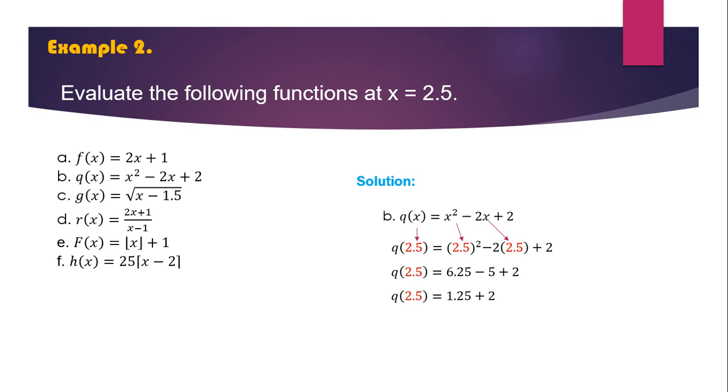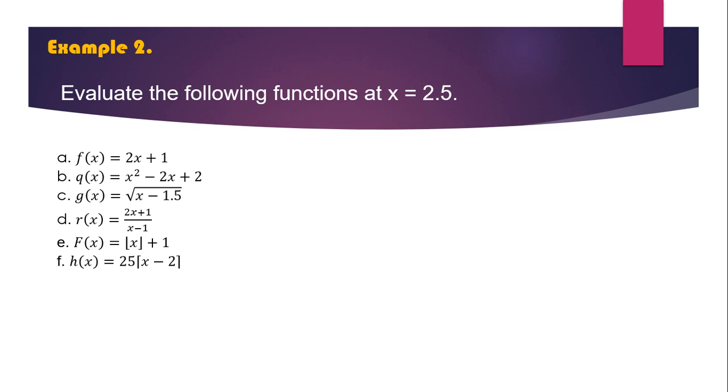6.25 minus 5 is just 1.25. Then plus 2, that is equal to 3.25. So the answer for letter B, q of 2.5 is just equal to 3.25. So let's proceed to letter C.